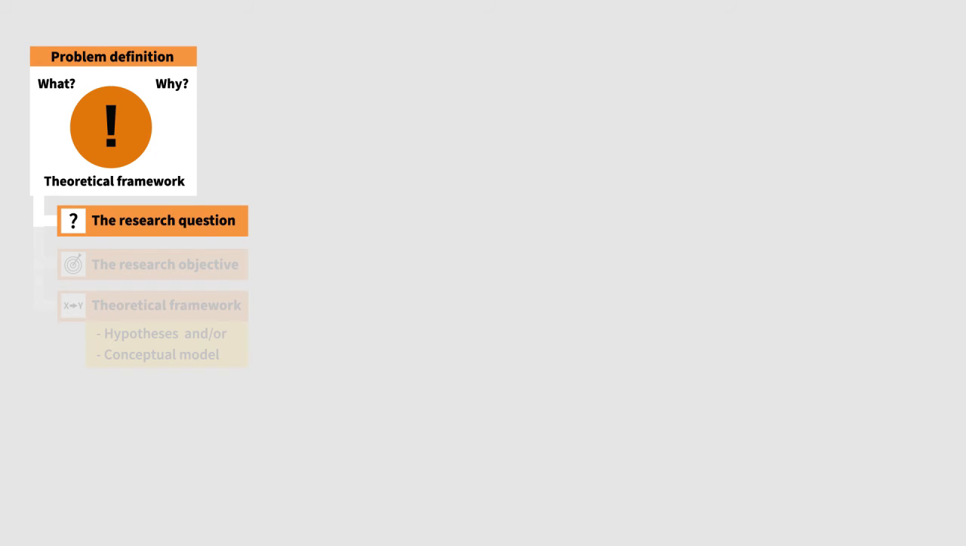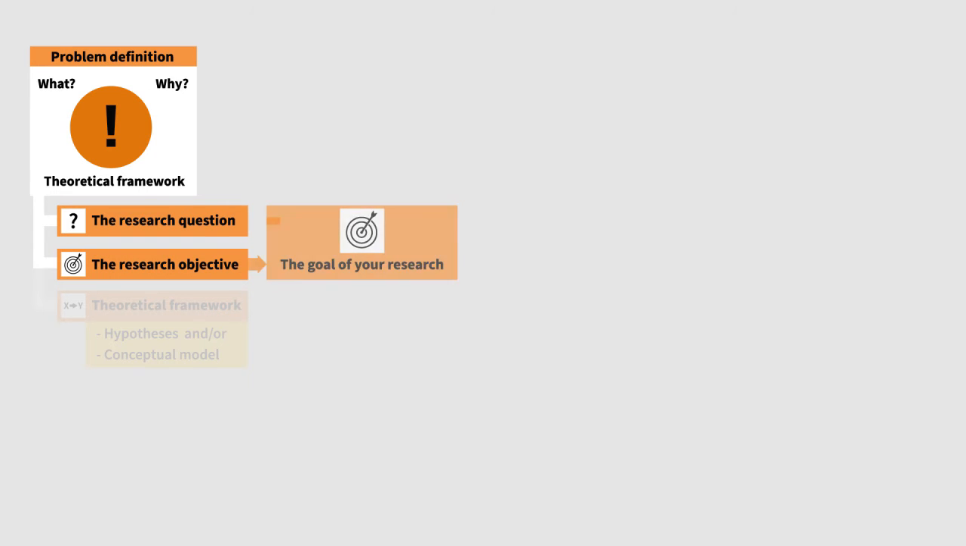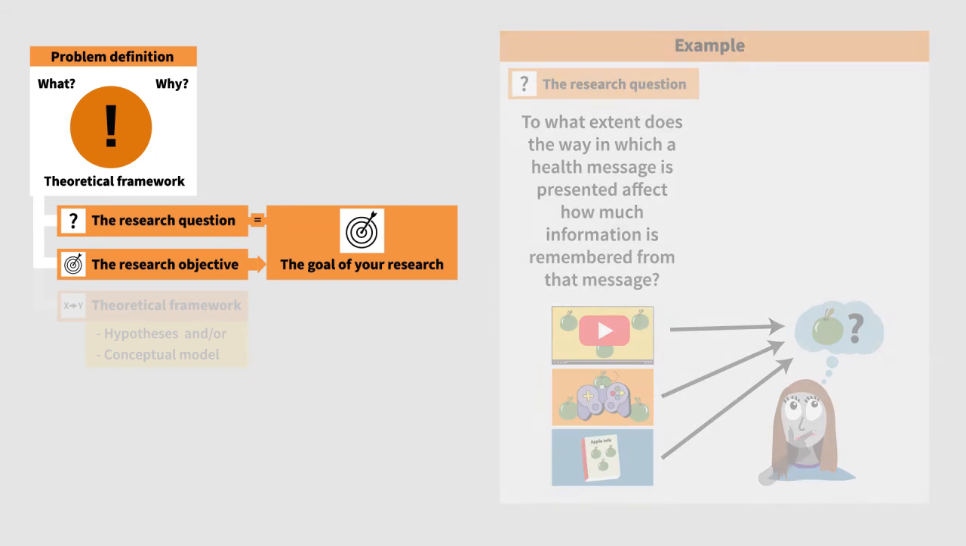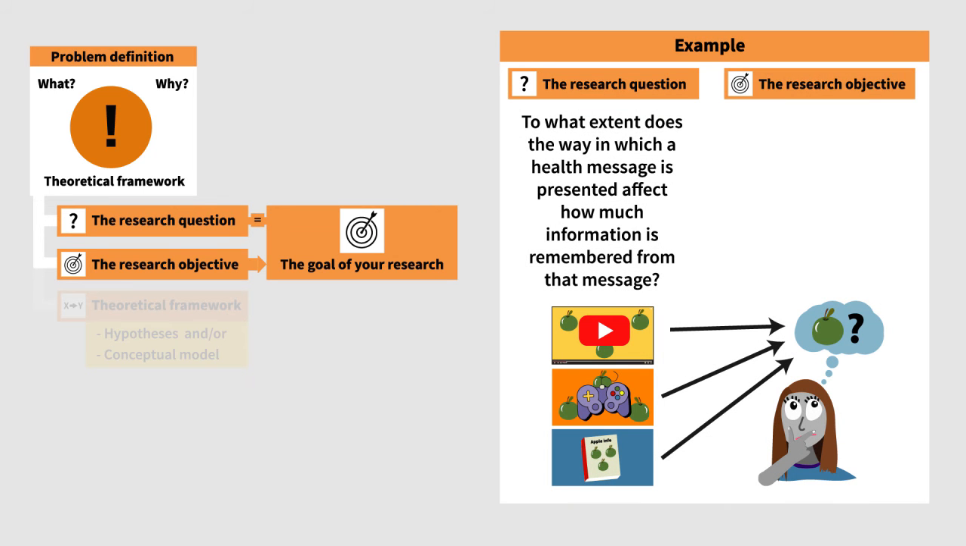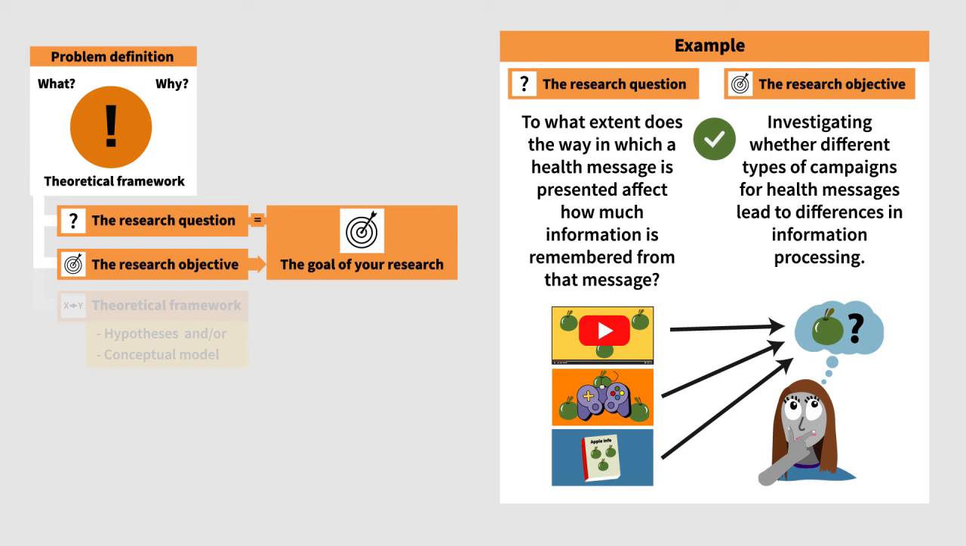In addition to the research question, you also formulate a research objective. The objective describes the goal you have with your research. It describes what you want to achieve by answering your research question. The research objective must fit seamlessly with the research question. The objective of the previously mentioned question then is, for example, investigating whether different types of campaigns for health messages lead to differences in information processing.